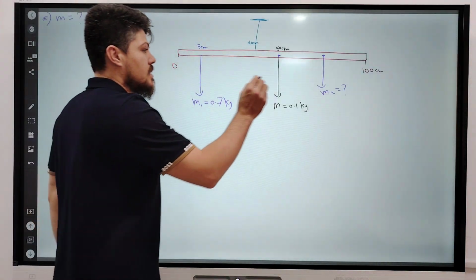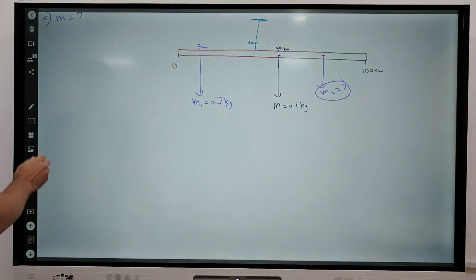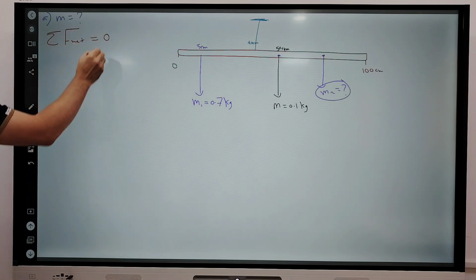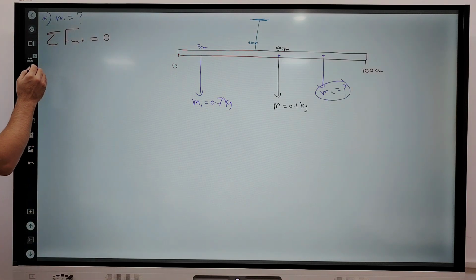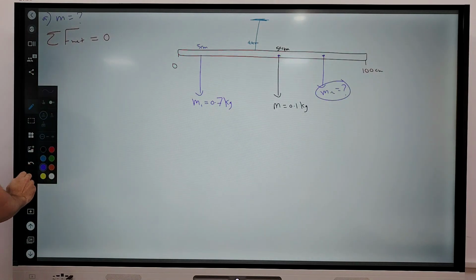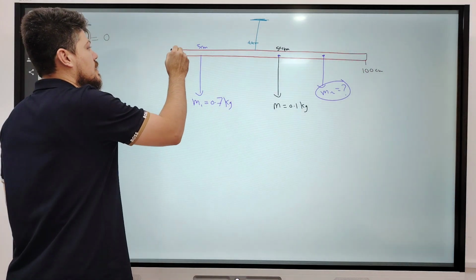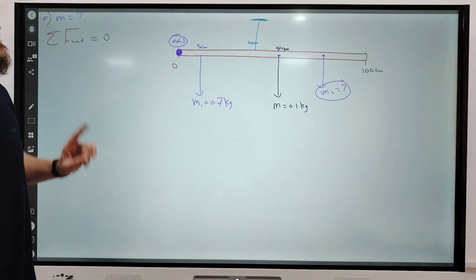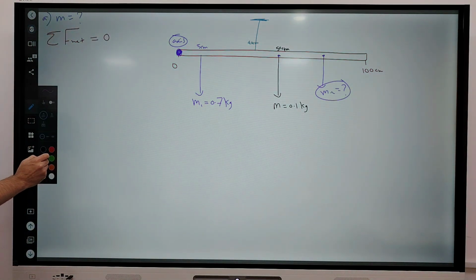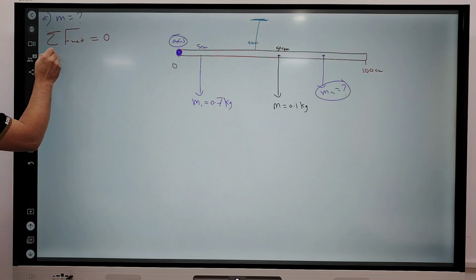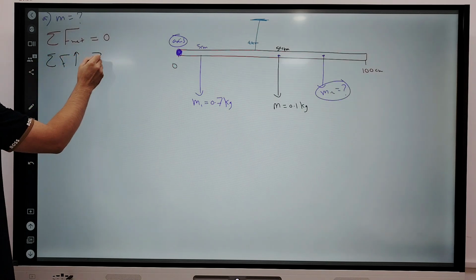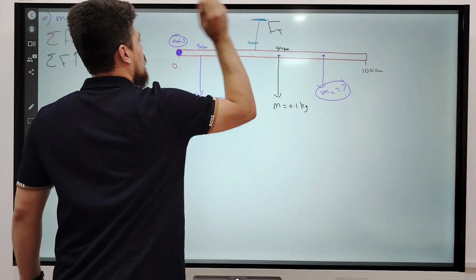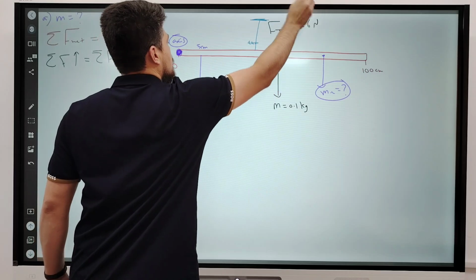To find mass, you always have to apply translational equilibrium: net force is equal to 0. It means that you have to select the axis of rotation. Assume that this is the axis of rotation. Because the axis of rotation is located at the end, we have to equalize all upward forces to all downward forces. How many upward forces do we have? Only one force, Ft, 19.6 Newton.